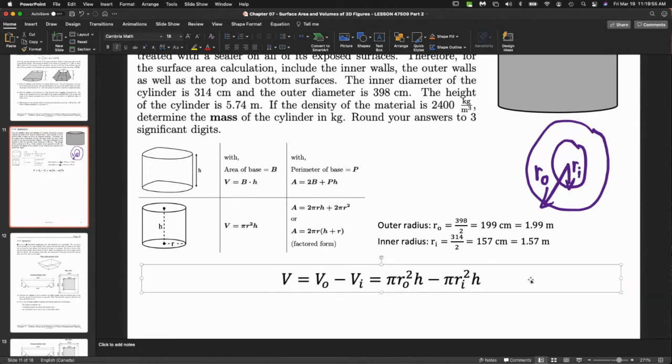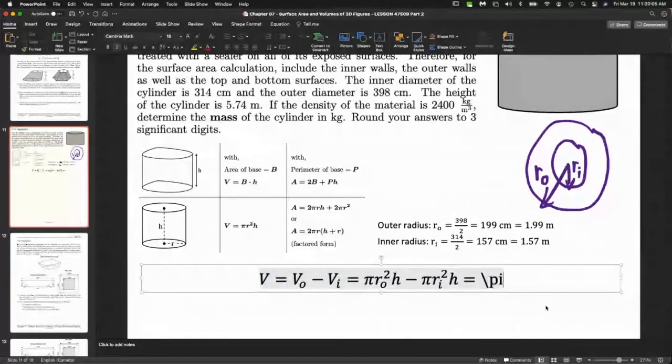If anybody's getting really worried about this one, like I said, this is way too much writing. Maybe just the volume itself, but not the volume and the surface area on a test for one question.